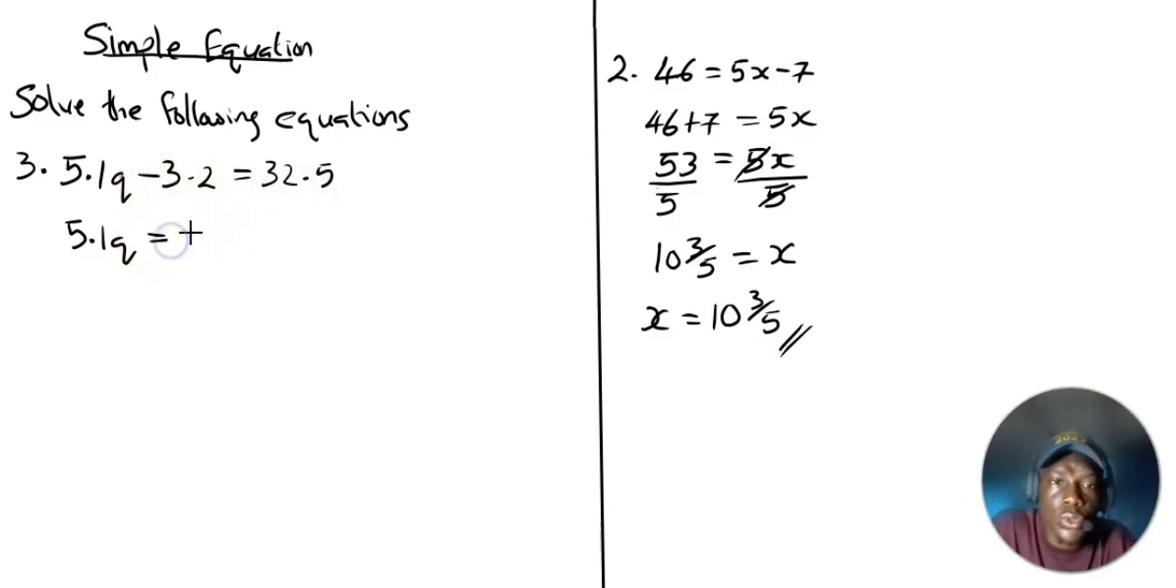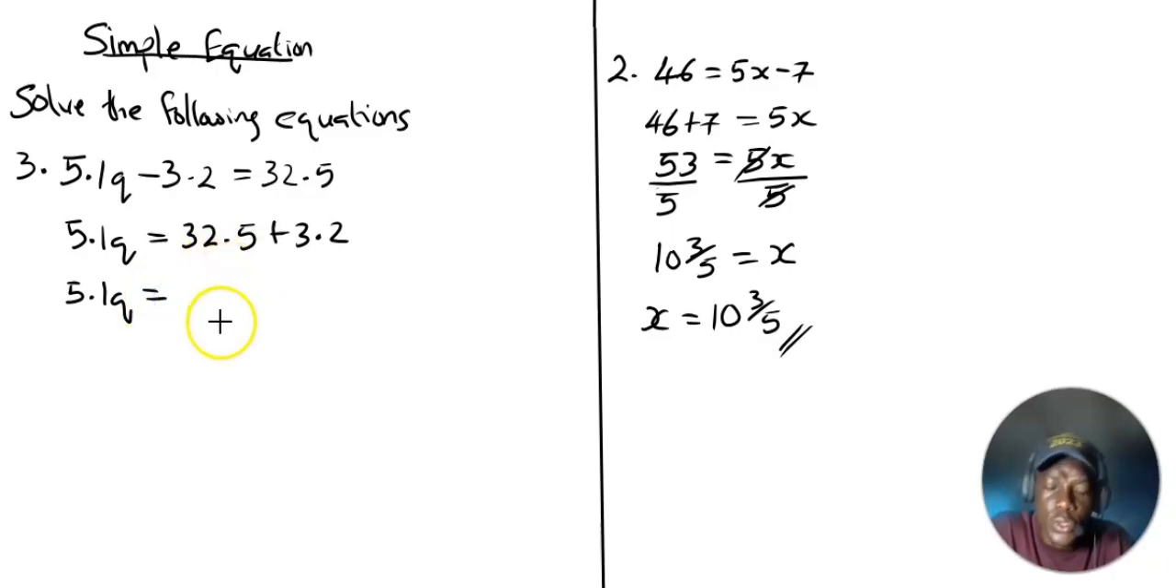So this is equal to 32.5 plus 3.2. So we have 5.1q is equal to 32.5 plus 3.2, which will give us 35.7. So we have 35.7.